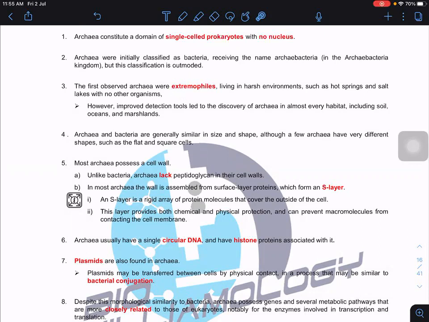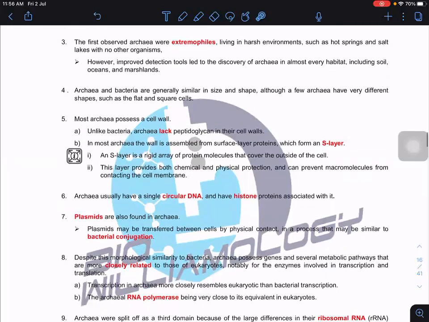Okay, so the first observed Archaea are extremophiles. What's an extremophile? They always live in very harsh environments, such as very high temperature, like a hot spring, or in a lake with high pH, or extremely low pH, very acidic conditions, or conditions with no oxygen at all, or with very high surrounding salt contents. But nowadays we realize that they not only live in extreme conditions, they can live in other regions of the world as well.